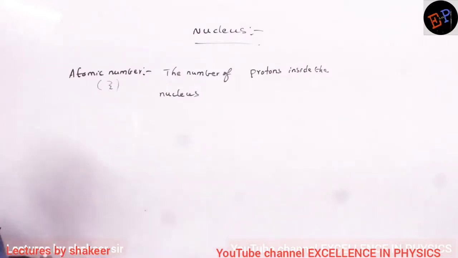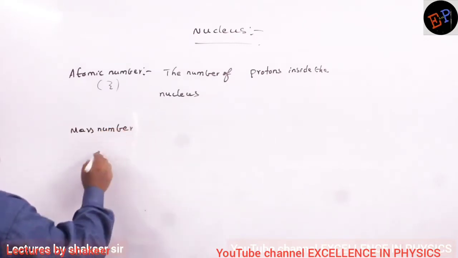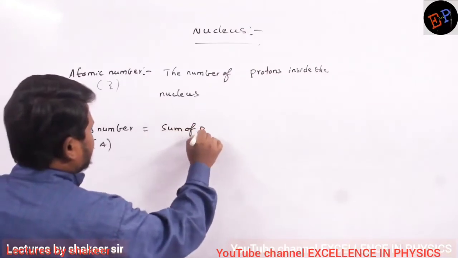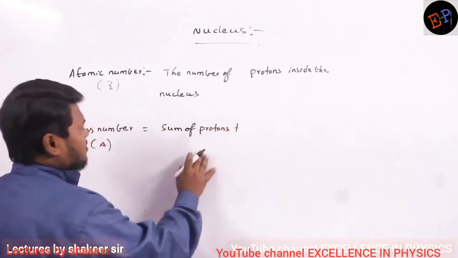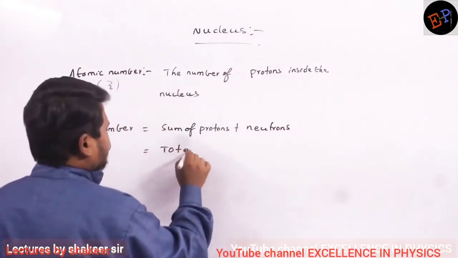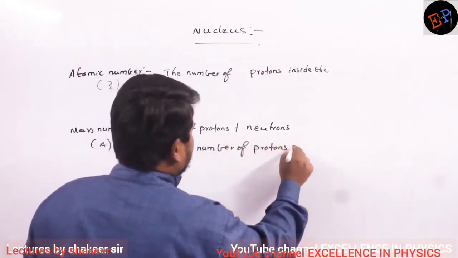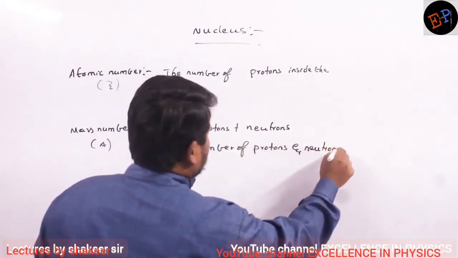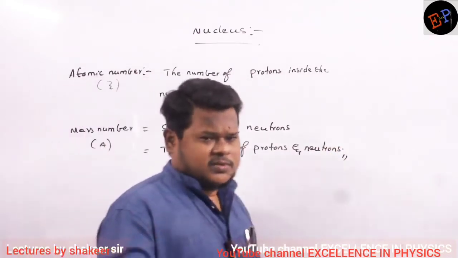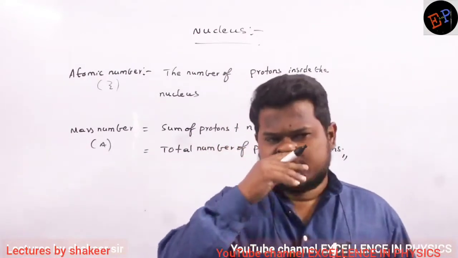So then we study about mass number. What is meant by mass number? Mass number is represented by A. It is the sum of protons plus neutrons, or you can say the total number of protons and neutrons. You count the total number of protons and neutrons present inside the nucleus, and that total is the mass number.